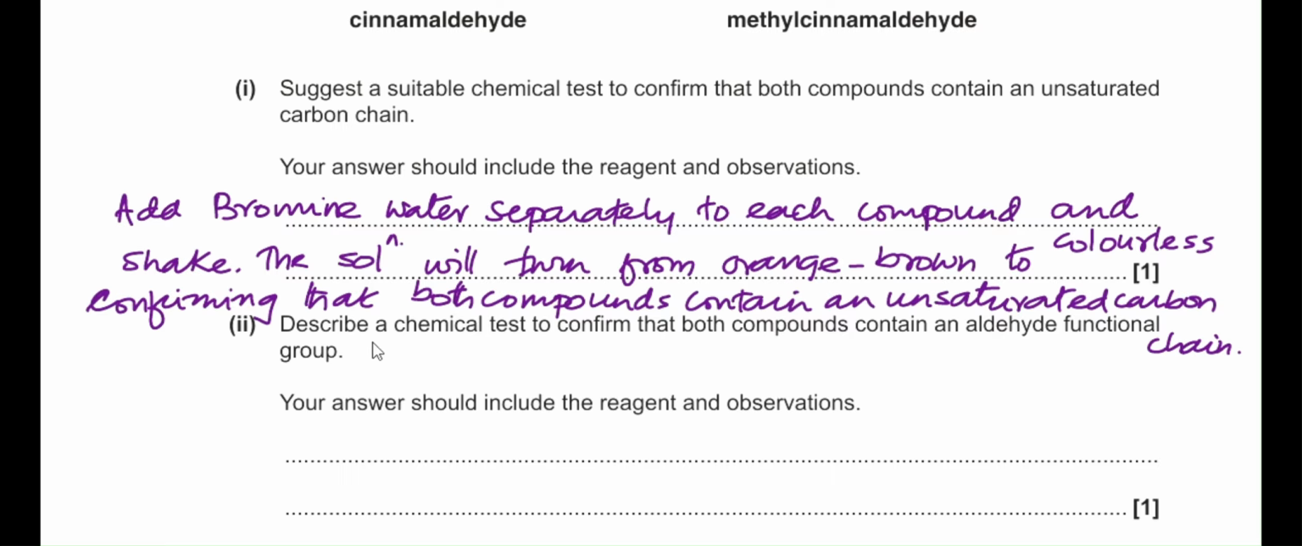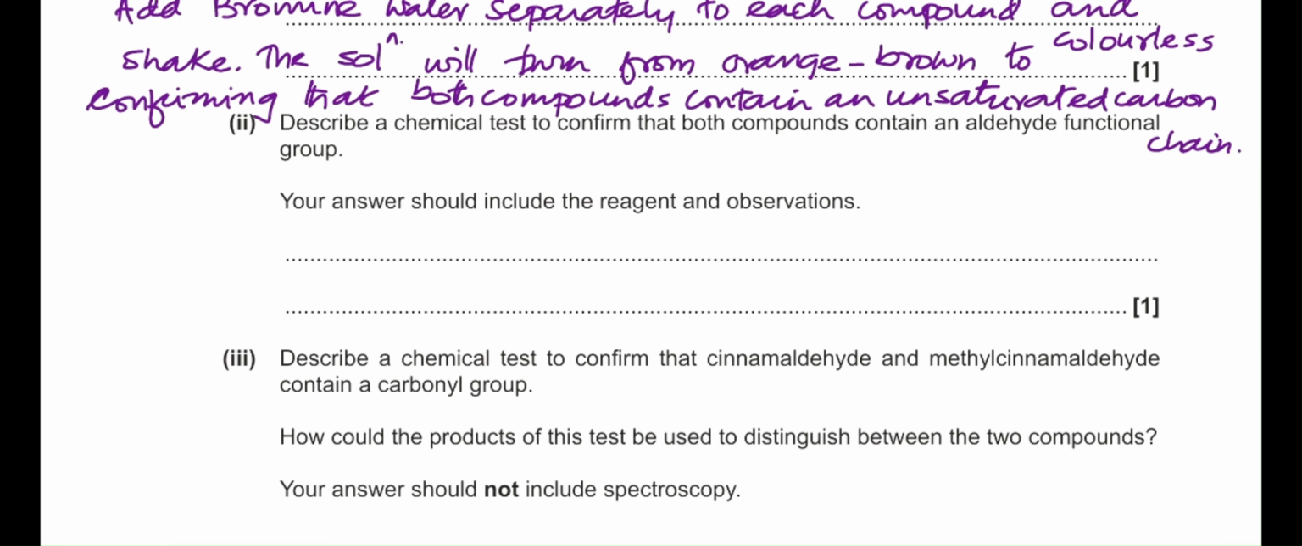Part 2. Describe a chemical test to confirm that both compounds contain an aldehyde functional group. Your answers should include the reagent and observations. The test for an aldehyde functional group is adding Tollens reagent. Tollens reagent contains a silver ion. This reagent will oxidize the CHO group to COOH group while the silver ion gets reduced to silver. That silver will appear as a silver mirror inside the test tube.